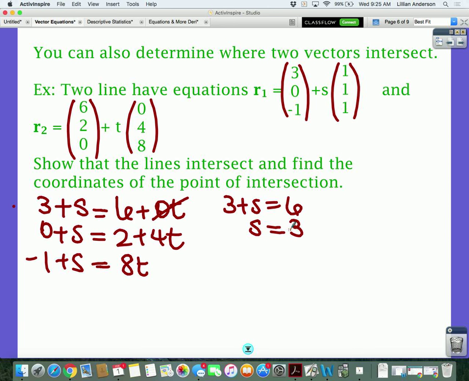Now you also want to find your value of T as well, because it's always good to check to make sure that you found the correct number and set up the equation correctly. So if S equals 3, you can use the second equation and plug in to find T. T equals 1/4. Is everybody okay up to here?